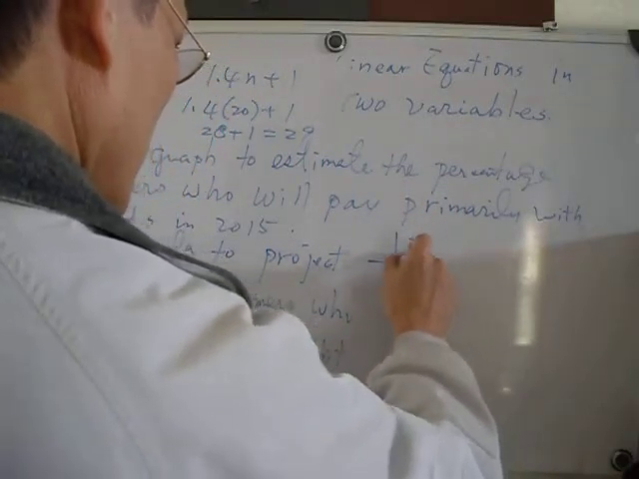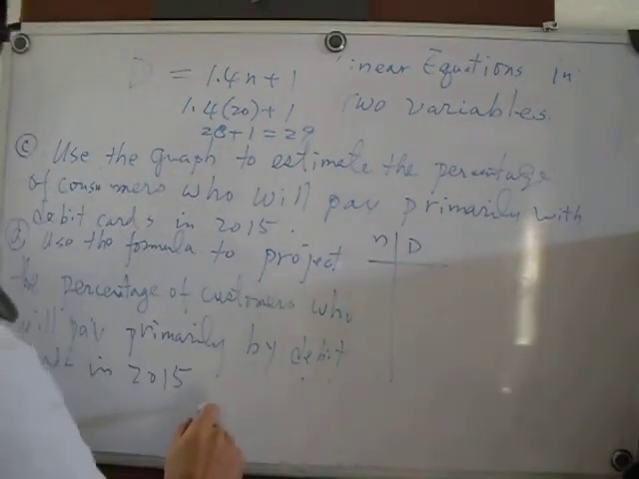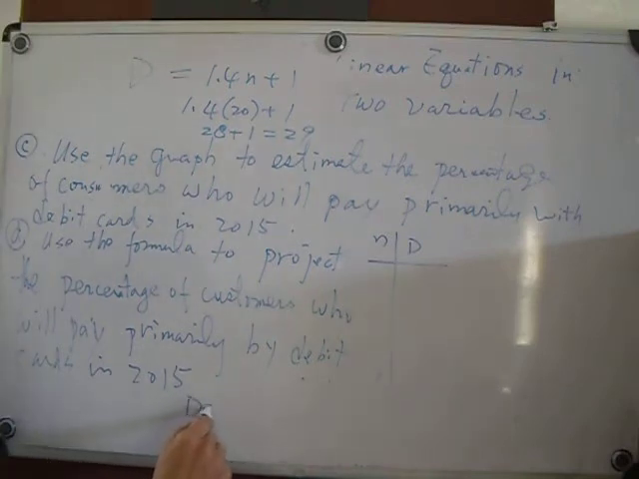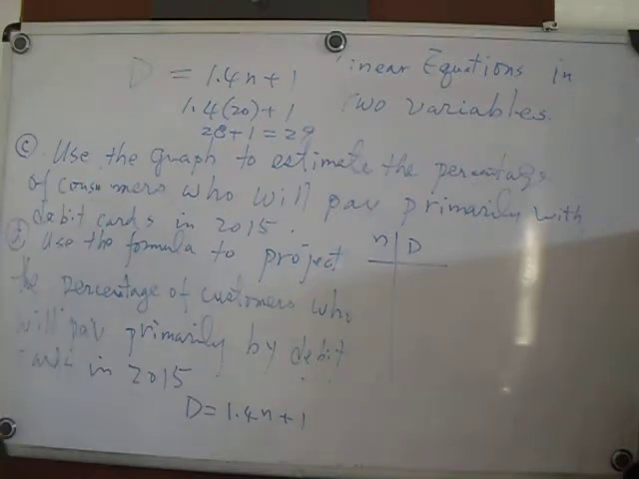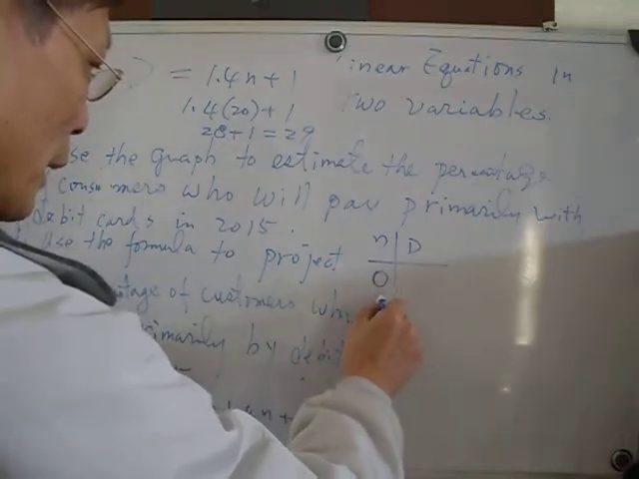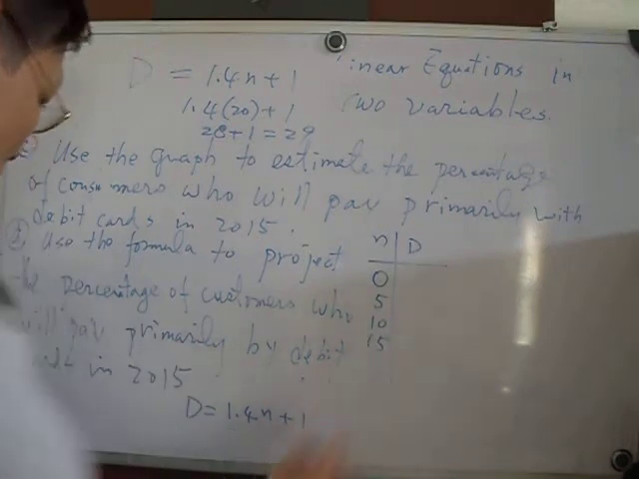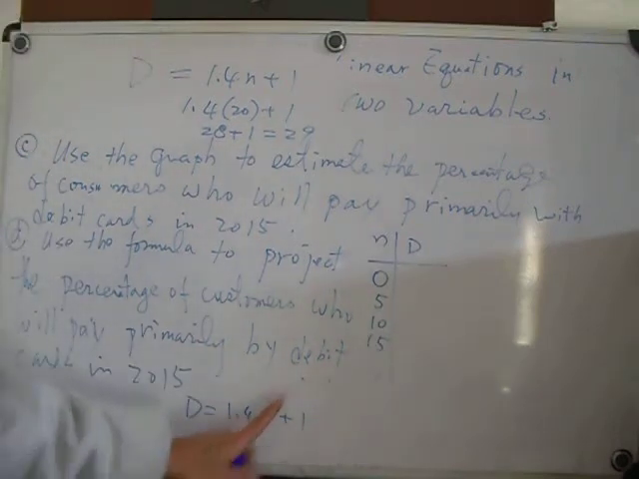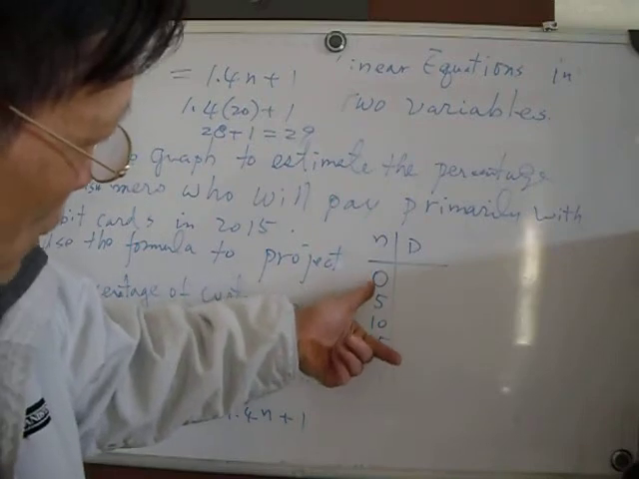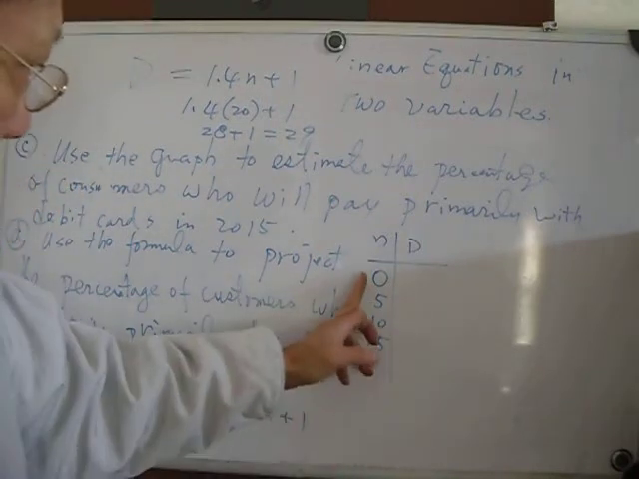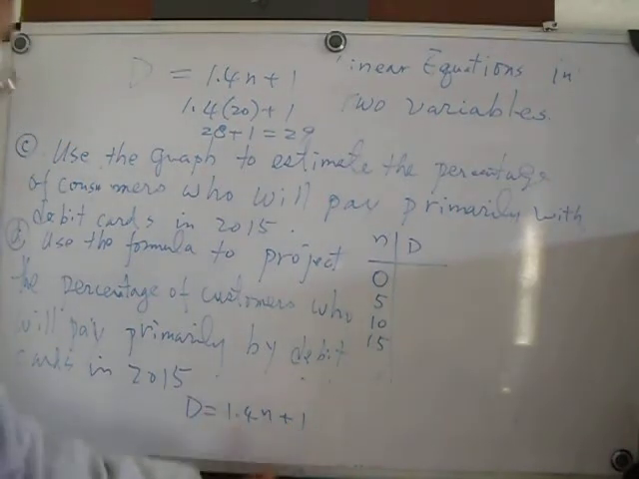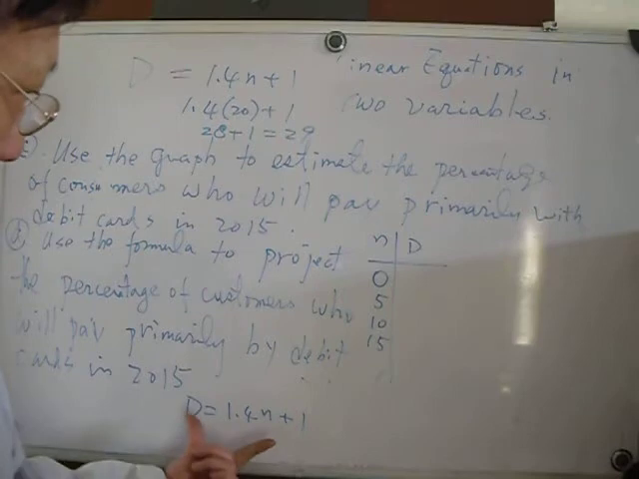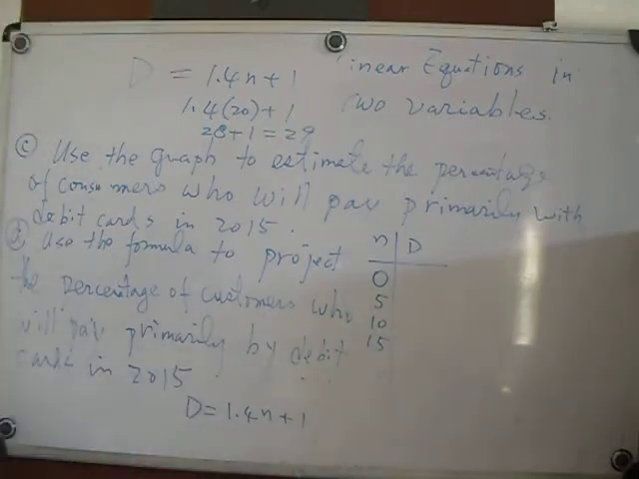So this is our D, this is our N. Our formula says D equals 1.4 N plus 1. So this instruction wants us to use 0, 5, 10, 15. To do the algebra, by the way, why do we use 0, 5, 10, 15? Because these numbers, multiples of 5, will make the decimal disappear. The D part, the second part, will be a whole number. That's very good for graphing, that's why.